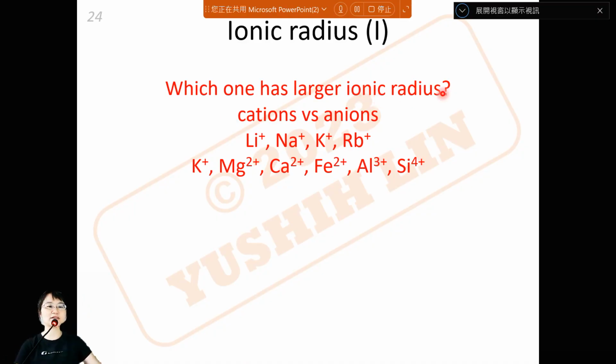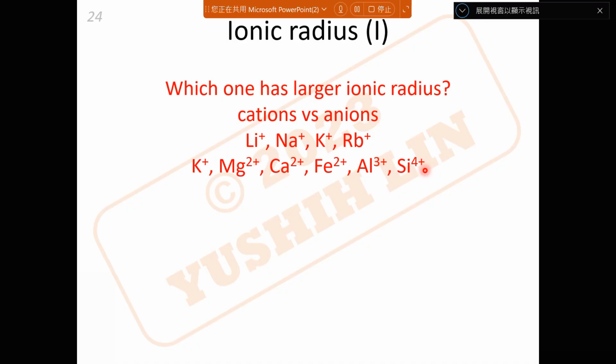Which one has larger ionic radius, cation or anion? Lithium, sodium, potassium, rubidium. Potassium, magnesium, calcium, iron, aluminum, silicon. In general, cation and anion, which one has larger radius? Cations have larger radius, is that right? The ionic radius of anions will be larger than cations. They don't necessarily have larger orbitals, but they will repel each other.